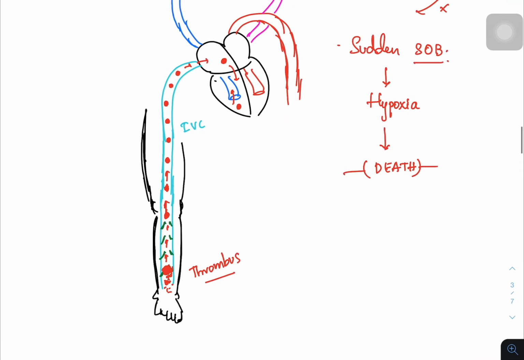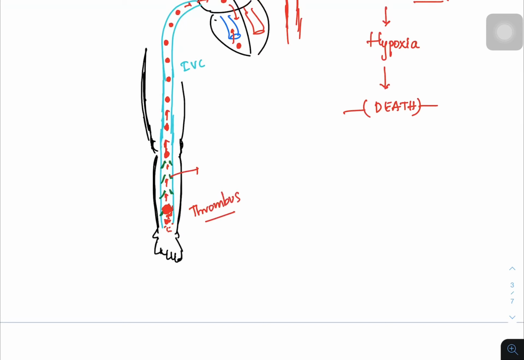So there is some clot somewhere in the vessels. And why has this clot developed? This clot has developed because these valves which are here are non-functional. Not all the valves, only some valves are non-functional. So where the valve is non-functional, there the thrombus, the clot, develops.